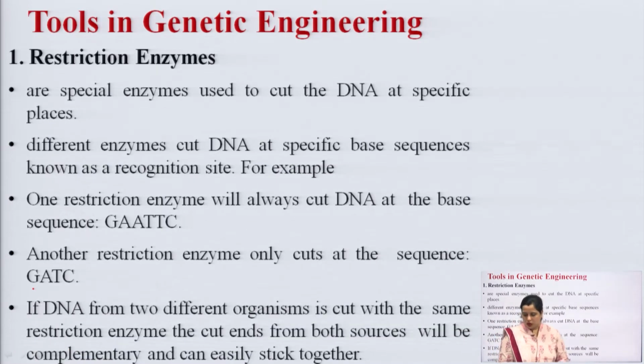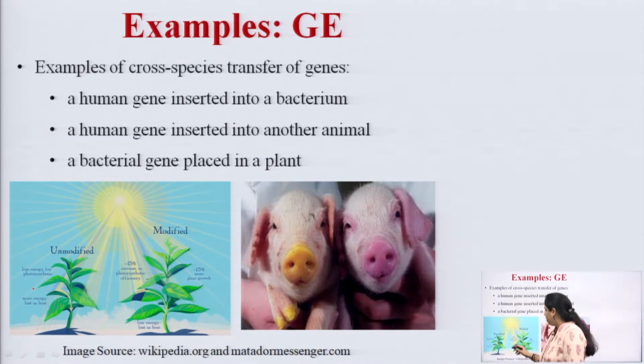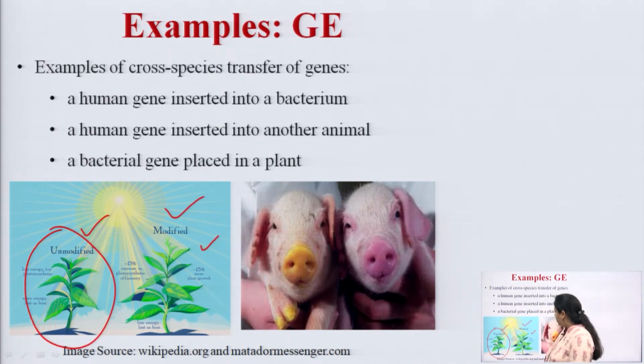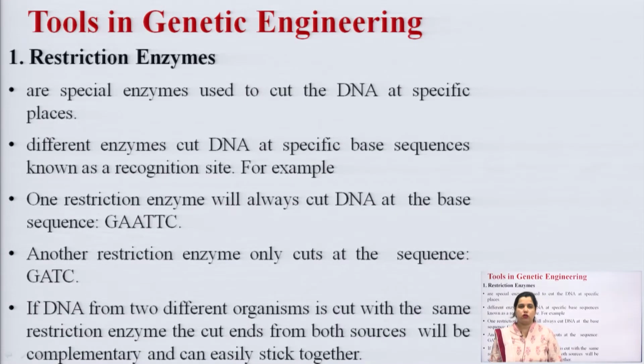So, tools. In this picture you see the unmodified plant, where the growth of the plant is normal, whereas the modified one has a different type of plant, with increased efficiency, less energy lost as heat, and 15% more plant growth. So, all these parameters can be enhanced using genetic engineering, which is widely used in the agriculture industry now.